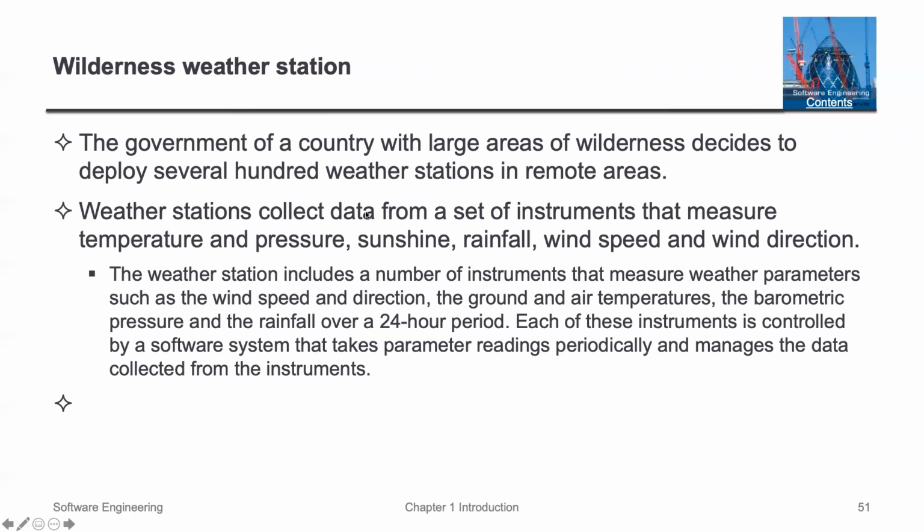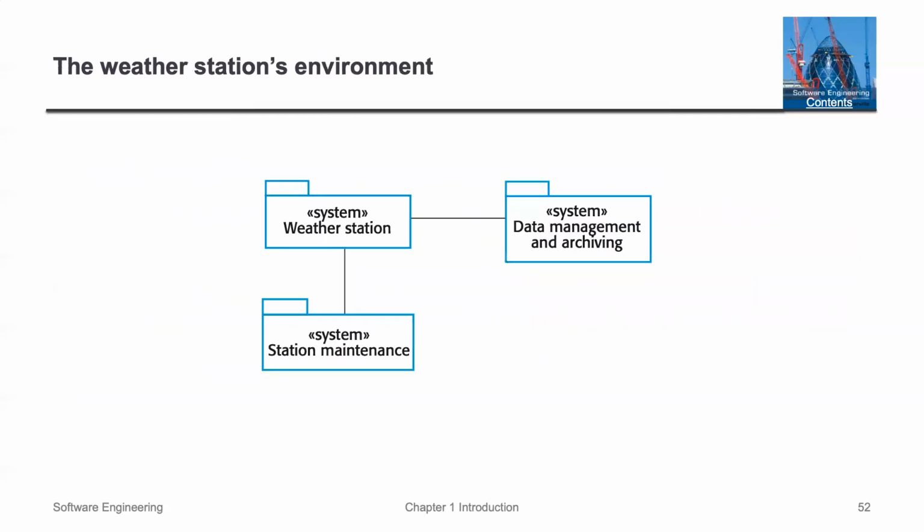These weather stations collect data from a set of instruments that measure temperature and pressures, sunshine, rainfall, wind speed, and wind direction. The weather stations include a number of instruments that measure weather parameters such as the wind speed and direction, the ground and air temperatures, the barometric pressure, and the rainfall over a 24-hour period. Each of these instruments is controlled by a software system that takes parameter readings periodically and manages the data collected from these instruments. So there's going to be a lot of embedded computing that takes this information, records it, and then makes it available to aggregate together.